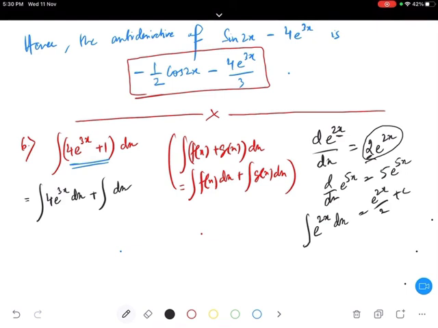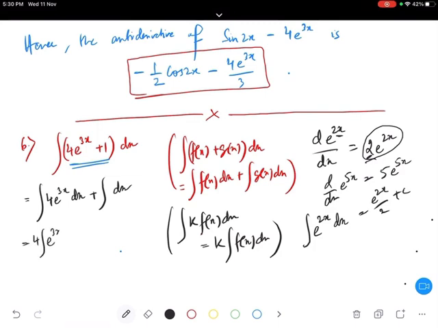Now there was another property which we learned, that integration of k fx dx can also be written as k times integration of fx dx. So we can take the constant outside the integration. So this 4 can be taken out. So what we have? 4 times integration of e to the power 3x dx plus.